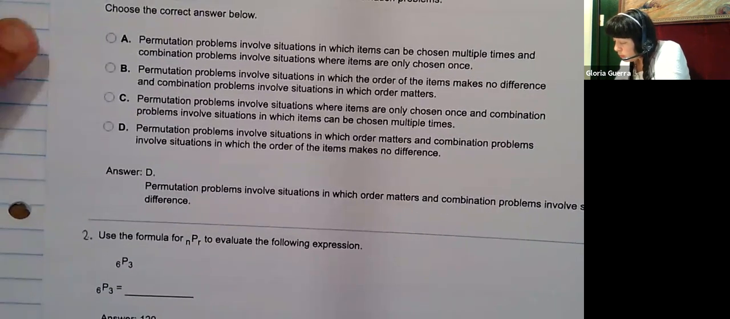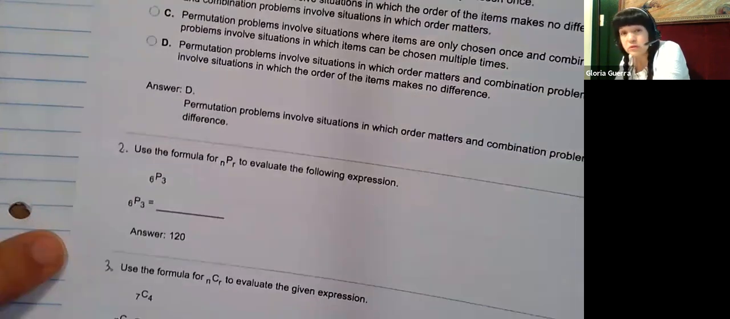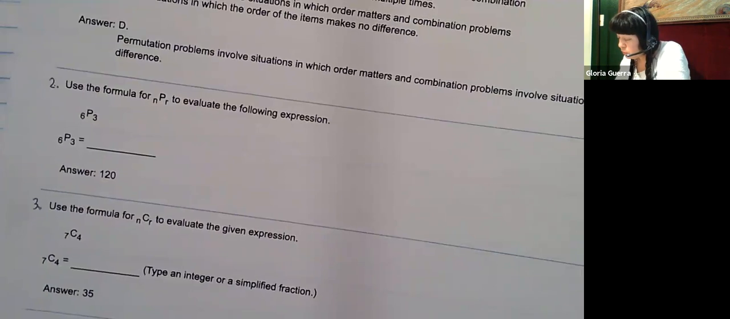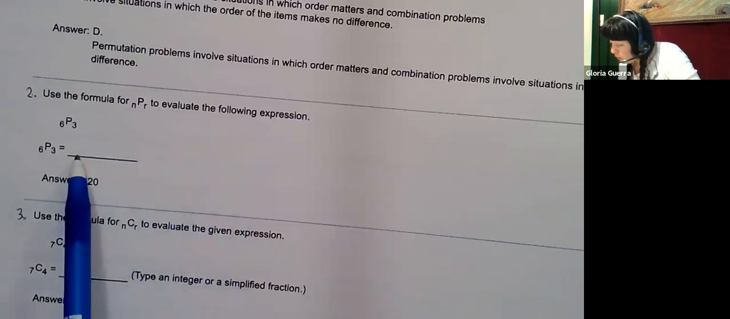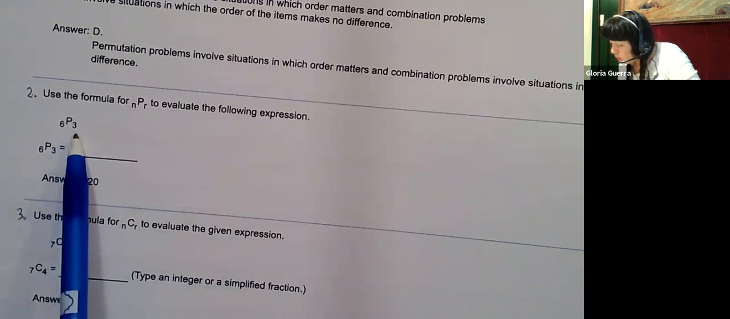so we said 1 was D. Okay, and then 2, this is just to make sure we know how to use the calculator. So for 2, they want you to use the formula for nPr to evaluate the following. And so we've got the 6 here. n is 6, permutation, and r is 3.